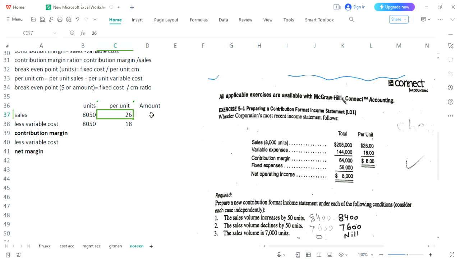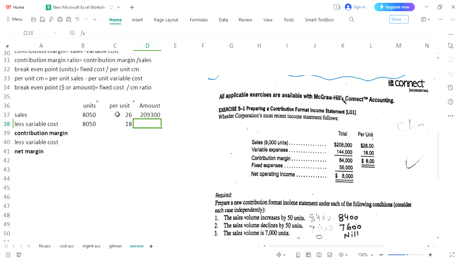All right, now how would you calculate the amount? It is easily understood. Whenever you want to calculate the total amount, you just multiply units by per unit. In the LIFO, FIFO, material inventory chapter, and in the cost of goods sold chapter, we have already discussed that if an amount is needed, you multiply units into per unit. Here you can see the number of units we are selling, 8,050, and the per unit price, that is 26. This way you have calculated total sales.